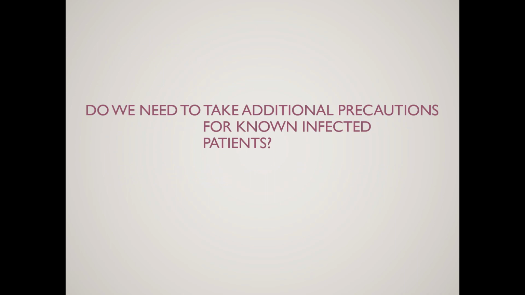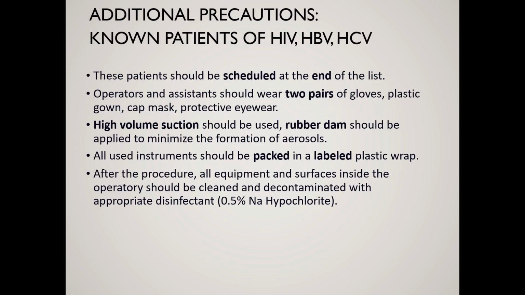Do we need to take additional precautions for known infected patients? Additional precautions for known patients of HIV, HBV, and HCV: these patients should definitely be scheduled at the end of the list, and operators and assistants should wear 2 pairs of gloves, plastic gown, cap, mask, and protective eyewear. High volume suction should be used as well.